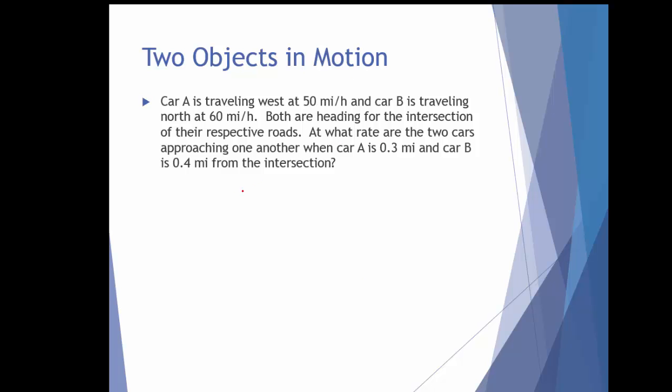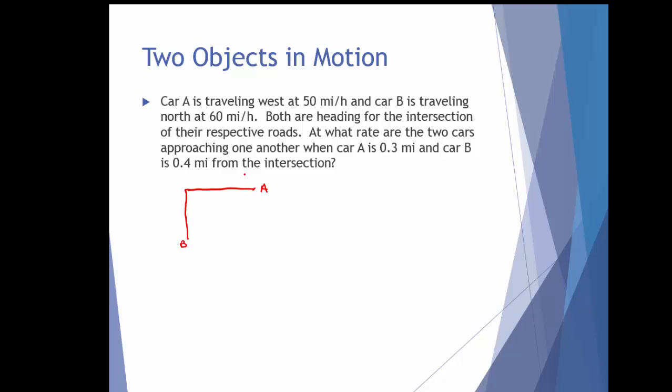So I'll assume you've drawn yours. So what's going on is you have car A moving west. So car A starts here and moves this direction. Car B is moving north, so it starts here and moves this direction. So this is car B. We have rates for both of those. We have 50 miles per hour and 60 miles per hour for car A and B respectively.